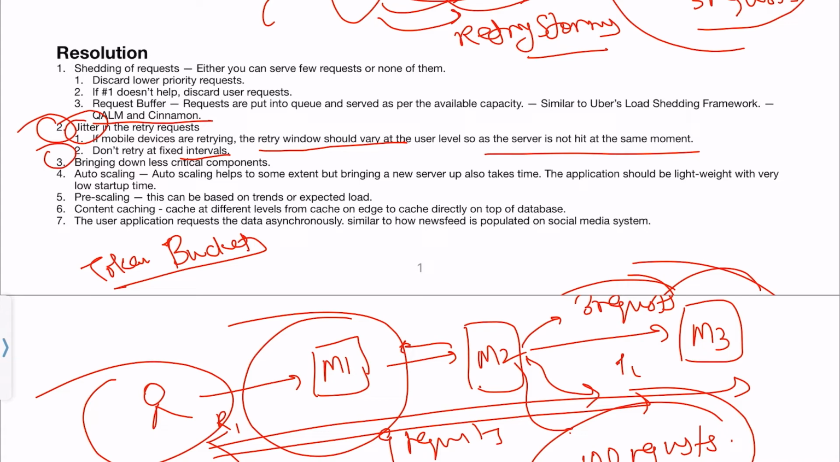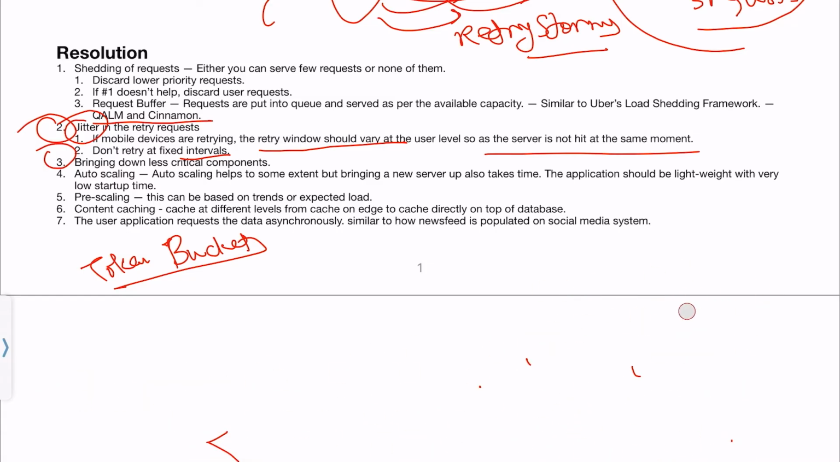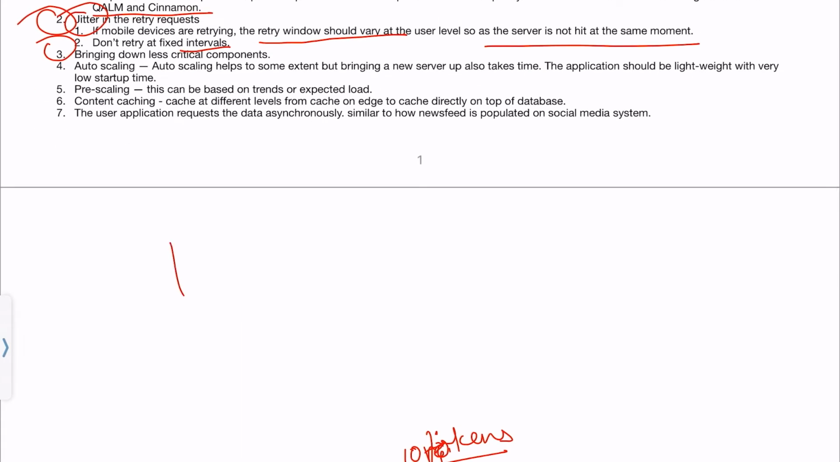Another thing, bringing down less critical components. We have discussed this in previous videos as well. If you have multiple components in your architecture, what you have to ensure is to identify which are the critical components and which are non-critical components. Let's take an example. Let's say you have three microservices, M1, M2, M3.